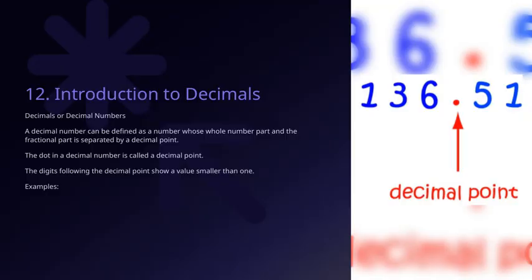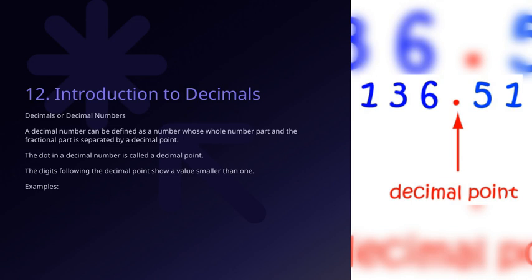Now, let's talk about decimals or decimal numbers. A decimal number is essentially a number where the whole part and the fractional part are separated by a decimal point. This decimal point is quite important because it helps us distinguish between the whole number and the part less than 1. The digits that come after the decimal point represent a value smaller than 1, giving us a precise way to express fractions in a more manageable form.